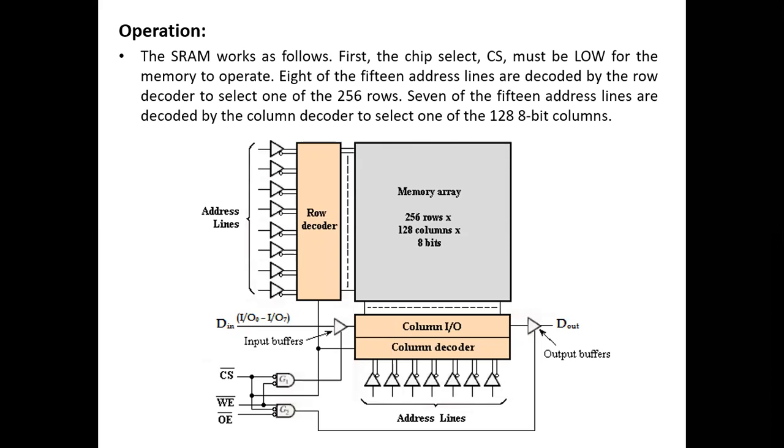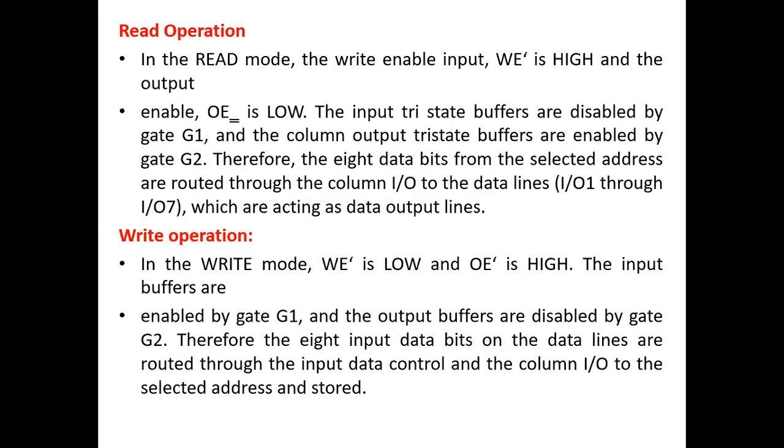That's the memory. So memory is rows and columns. If it is 256 rows by 128 columns by 8 bits, that produces the memory. Read operation in the static memory: in the read mode, the write enable input WE is high and the output enable OE is low.